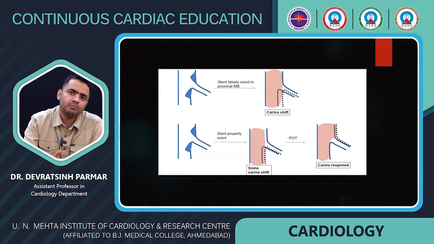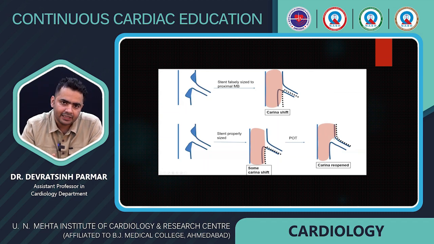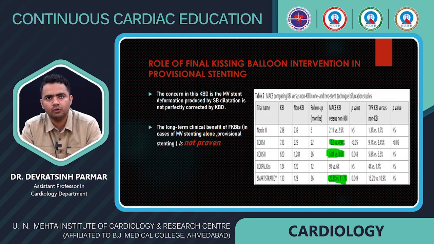And if you have taken the perfect size, initially there will be carinal shift, but when you perform a POT, the side branch usually gets opened up. Now, what is the role of final kissing balloon intervention in your provisional stenting?